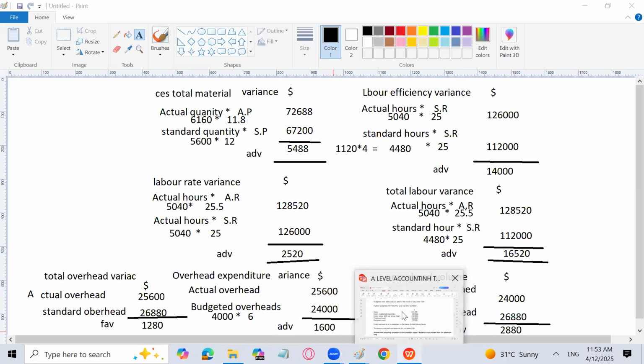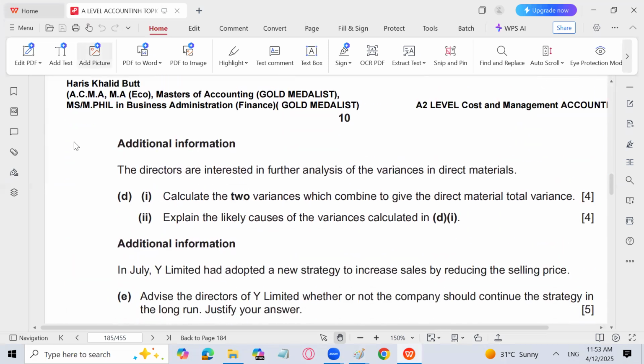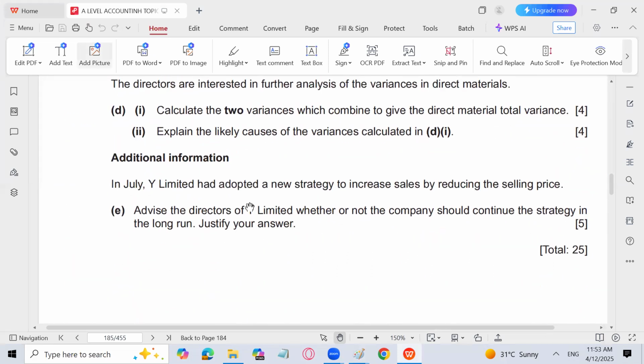So this is how we are done with this. Next part, let's see. In July, Y Limited had adopted a new strategy to increase sales by reducing the selling price. Advise the director of Y Limited whether or not the company should continue the strategy in the long run. Justify your answer.